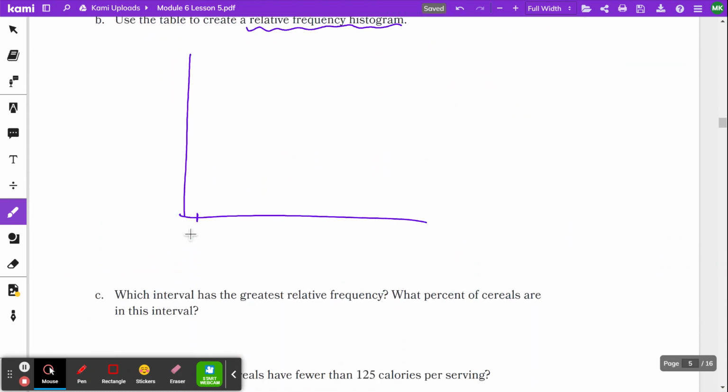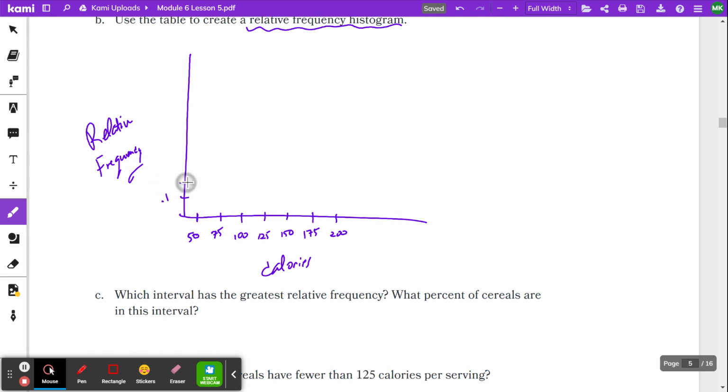So we have our 50. Right, 50 to our 75, to our 100, to our 125, to our 150, to our 175, to our 200. Okay, and these are our calories per serving. And over here, it's going to be our relative frequency, right? And again, not a huge fan of this kind of graph, but only because it becomes a pain in the neck just to map this thing out.